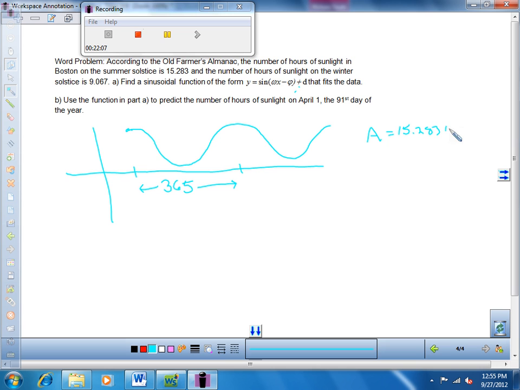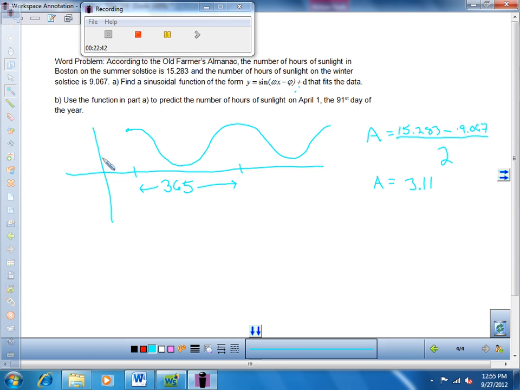plus the minus the low point, which is 9.067. And I had all these numbers worked out, but I seem to have lost my calculations. Divided by 2. So could someone punch that on a calculator for me real quick? What do I get? 15.283. What is it? 3.108. 3.108. So we'll call that 3.11.